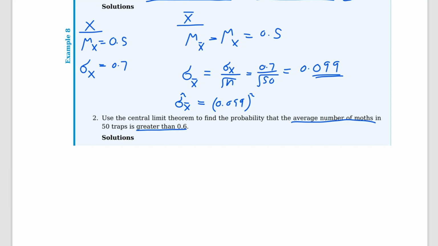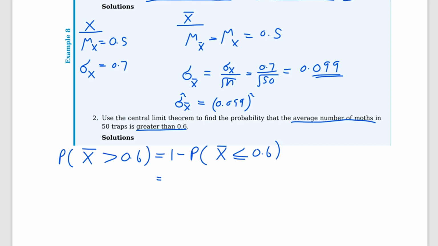Read the problem again, it is asking about the average number of moths, not the number of moths, right? Okay, the average number of moths, x bar, is greater than 0.6. That is what they are asking. So you know this is a greater-than case. Therefore we write 1 minus the probability that x bar is less than or equal to 0.6. Now we need to convert to the z value.